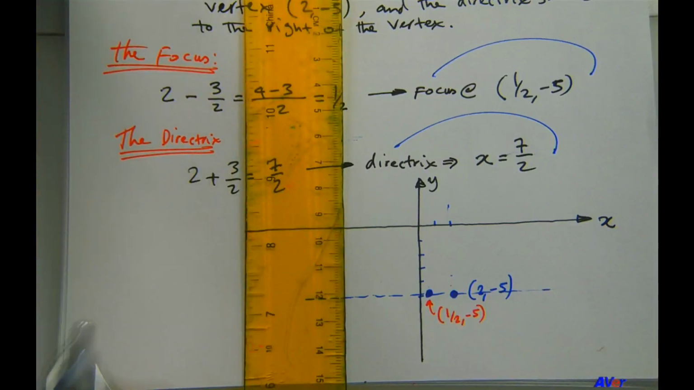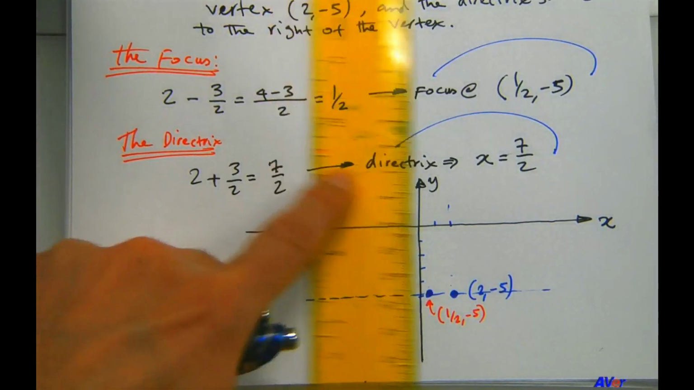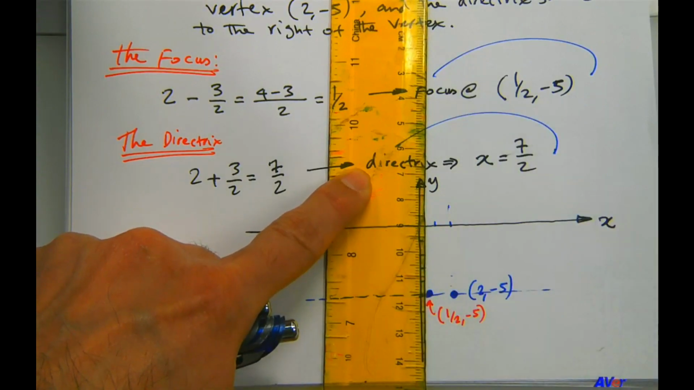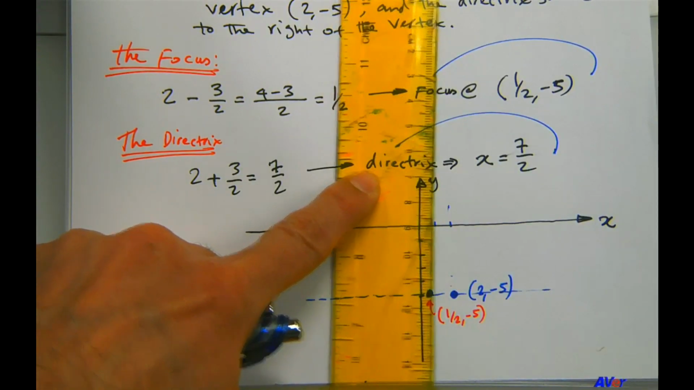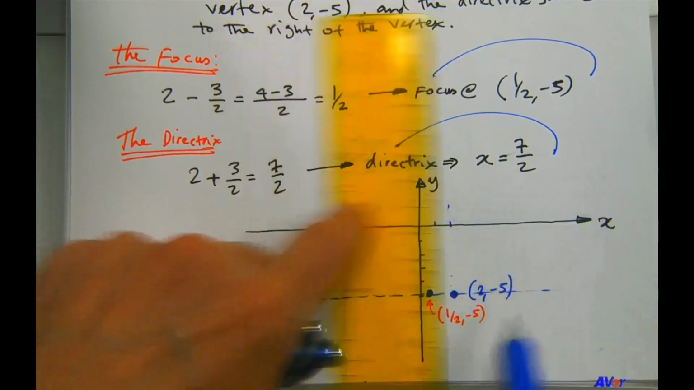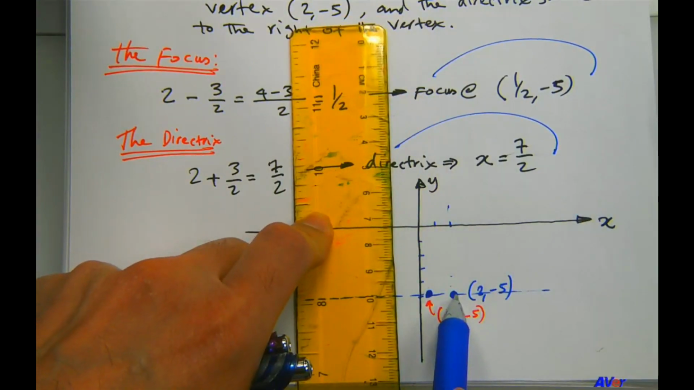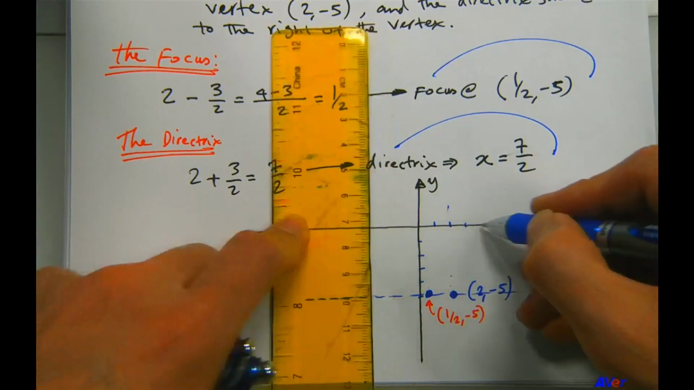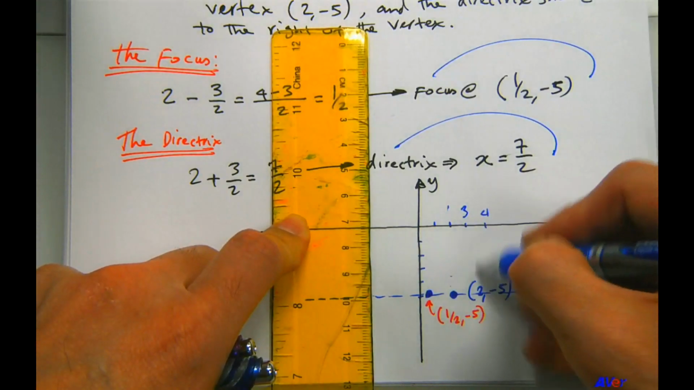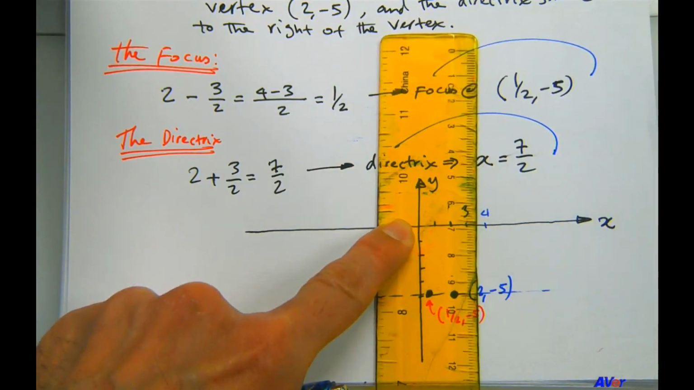So we have, let's see, so if this is 7/2, right? 7/2 is 3.5. And if this is 2, 3.5, 3, and if this is 4, this is 3. 3.5 is roughly here. So that's the directrix. We're going through midway between 3 and 4.